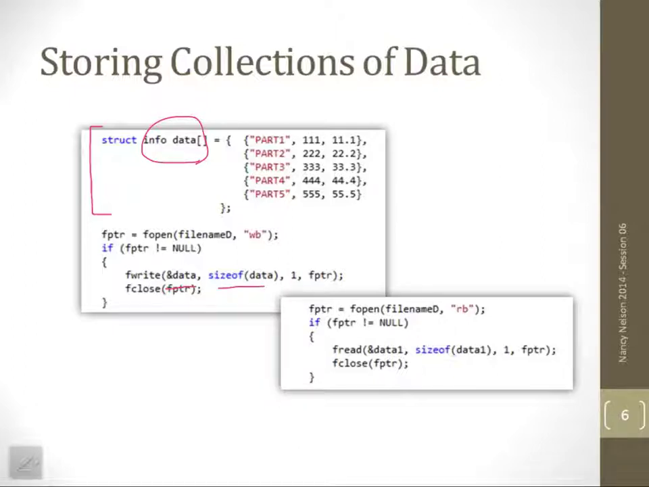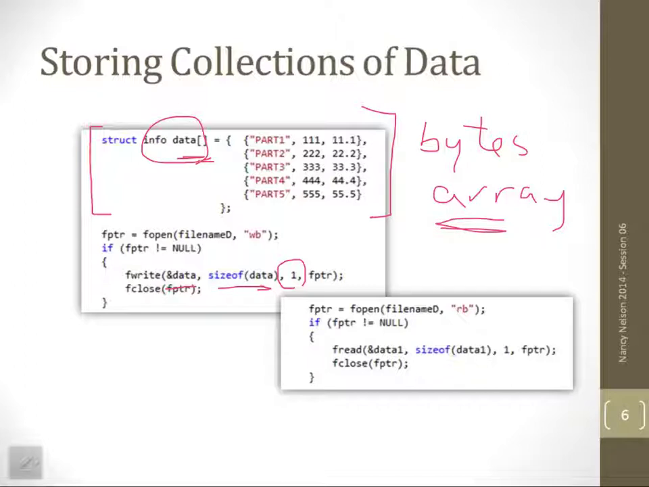Then we're going to use the sizeof operator, and that sizeof operator is going to calculate exactly how many bytes are in data. So data is our variable that's defined here. Data is an array, so it's going to calculate how many bytes are in the array. We're going to write 1, in other words, 1 times this number of bytes to this particular file. So this is going to write all of the information in this array of structures into a file called filenameD.